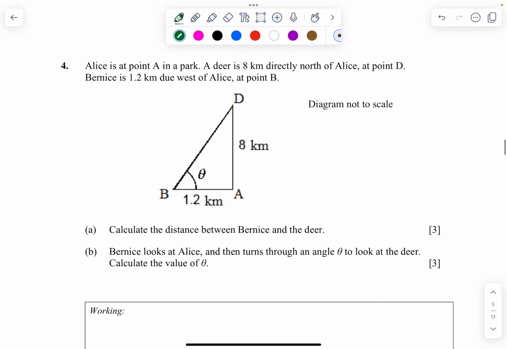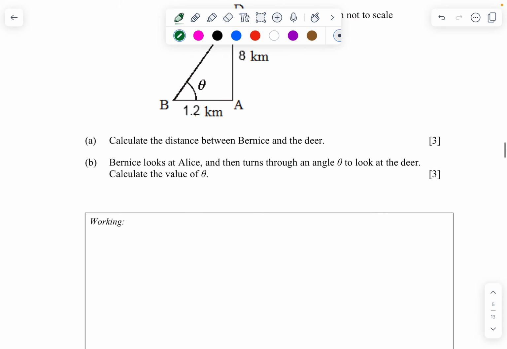Question number 4. Alice is at point A in the park. A deer is 8 kilometers directly north of Alice at a point D. Venice is 1.2 kilometers due west of Alice at point B. Calculate the distance between Venice and the deer. So therefore, I am going to directly use the Pythagoras theorem. So BD equals the square root of 1.2 squared plus 8 squared, which is 8.09.